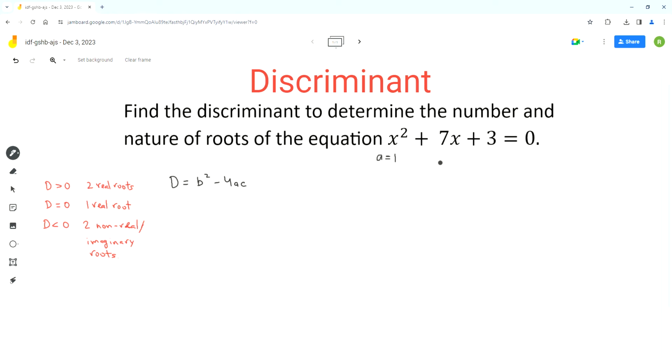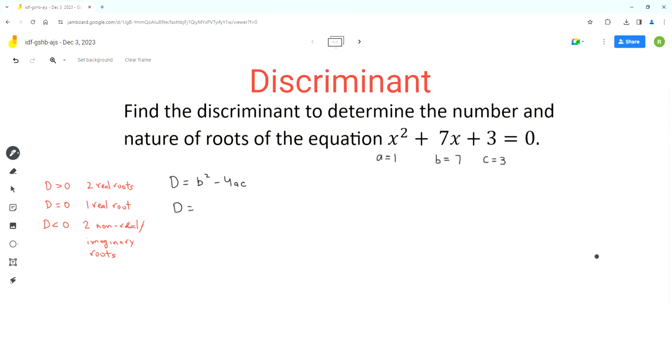Now the b value is the coefficient of the x term, not the square term. So in this case it is 7. And then the c value is 3, the number term. So this is how we find the values of a, b, and c from the given quadratic equation. Now we can sub in these values in our discriminant formula.